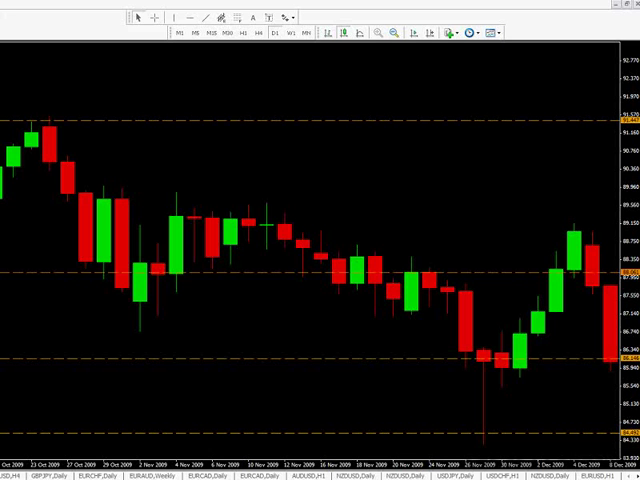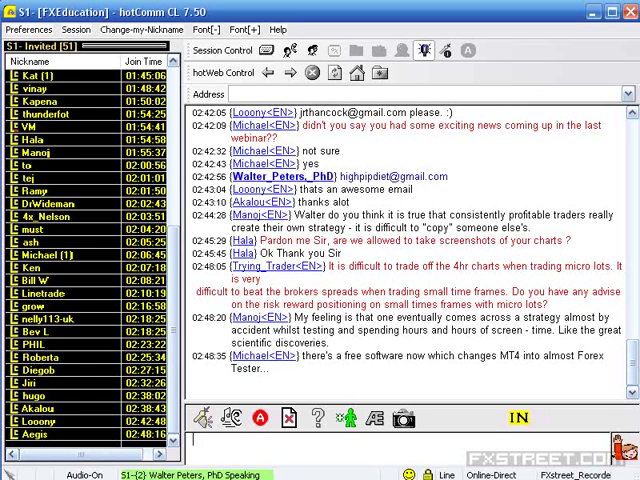Trying Trader says it is difficult to trade off the 4-hour charts when trading micro lots. It is very difficult to beat the broker spreads when trading small time frames. Do you have any ideas on the risk-reward positioning on small time frames with micro lots?